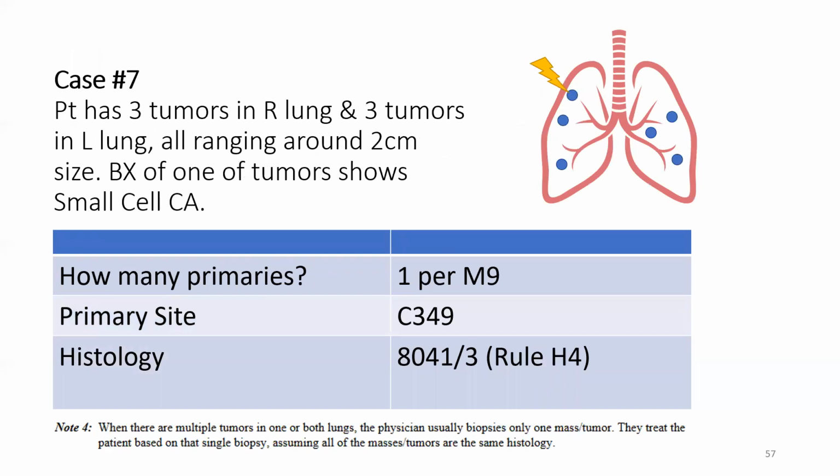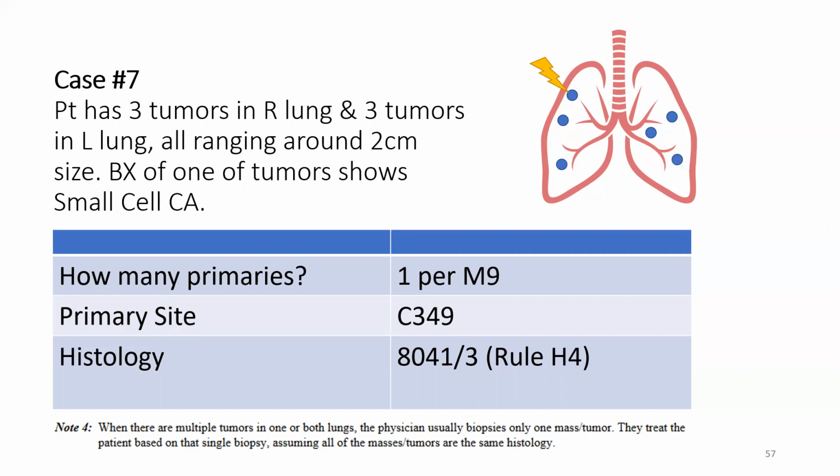Okay, so this one has several tumors in the right lung and the left lung, but they only biopsied this right upper lobe tumor. They all range around 2 centimeters in size. This one shows small cell carcinoma. We don't know what any of these are.